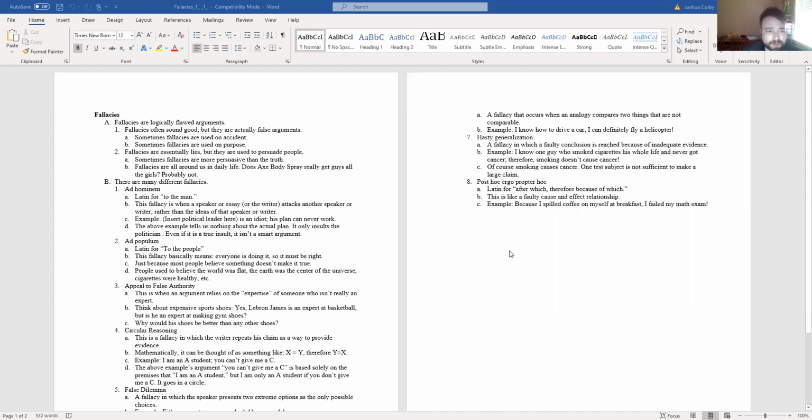Basically, fallacies are logically flawed arguments. They essentially are arguments that may sound good, but something is not quite right in their construction, in the organization of ideas, in the logic of it. They don't necessarily go from point A to point B.